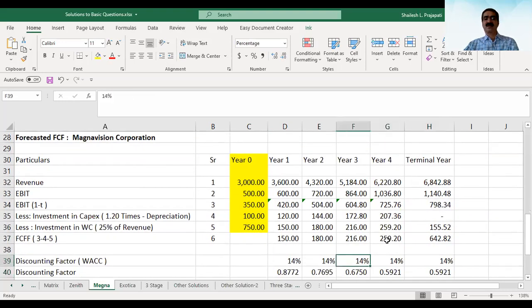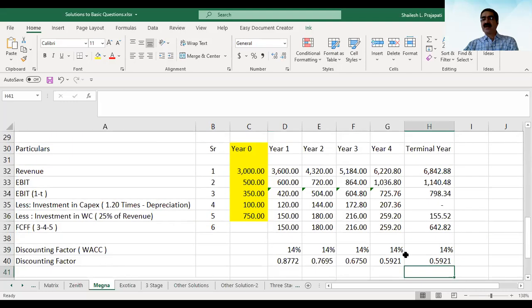If you look at our WACC, it is 14%. So for all the years we will take the WACC as 14%, 14%, 14%, 14%. Stable growth will come after the terminal year. So 13% will be applied, or another percentage will apply, other than in the terminal year.